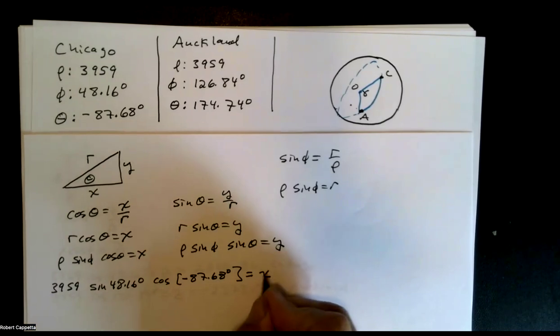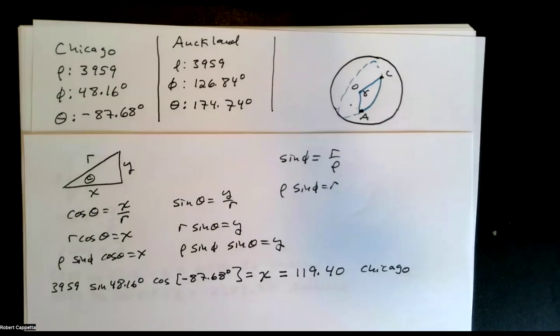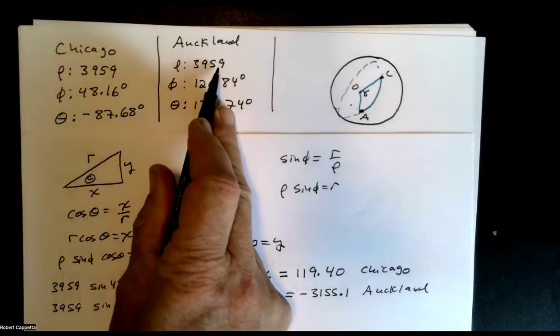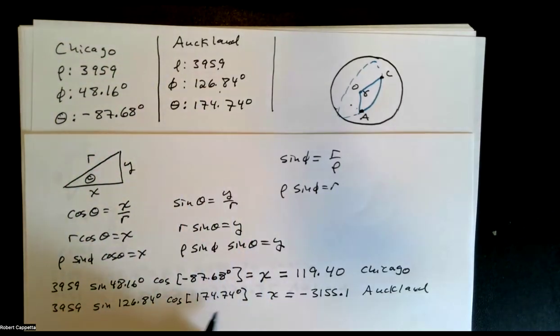That's going to equal the X value for Chicago. So let's see what that is. And we get that value, 119.40 for Chicago. Now doing the X for Auckland, what are we going to get? So recognizing that rho sine phi cos theta is X, rho 39.59, sine phi, sine 126.84, cosine theta, cos 174.74, and we get negative 3155.1 is the X value for Auckland.